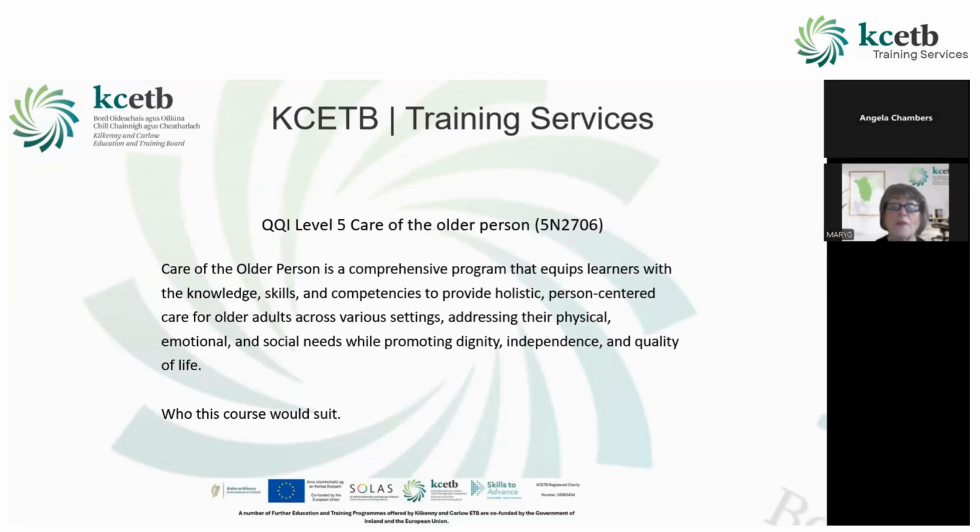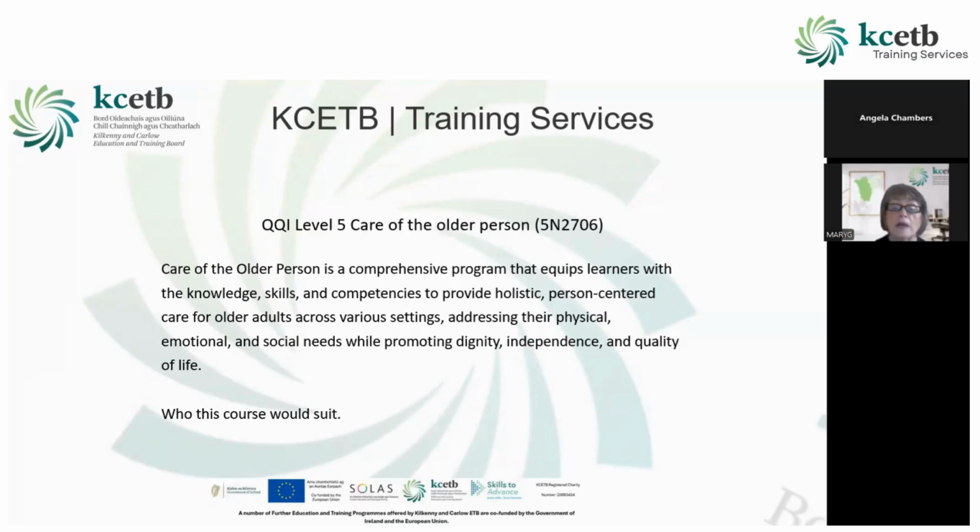This specific module is one of 8 modules which is completed as part of a healthcare award for the role of healthcare assistant or healthcare support worker. So Care of the Older Person is a comprehensive programme that equips the learner with the knowledge, skills and competency to provide holistic, person-centred care for older adults across various settings, addressing their physical, emotional and social needs while promoting dignity, independence and quality of life.